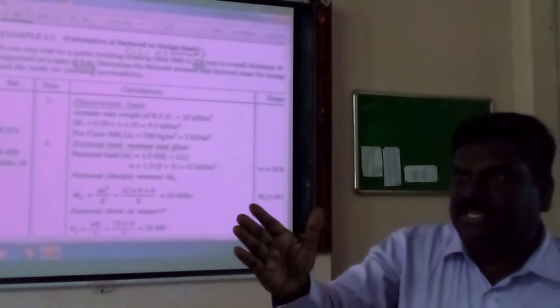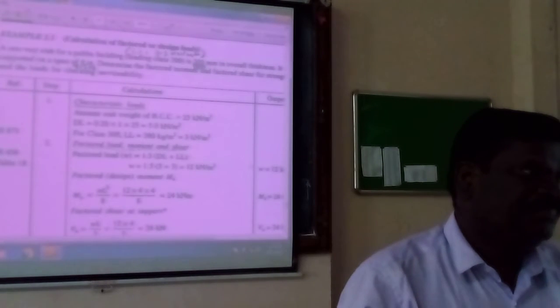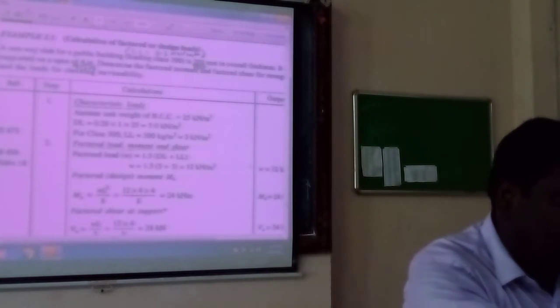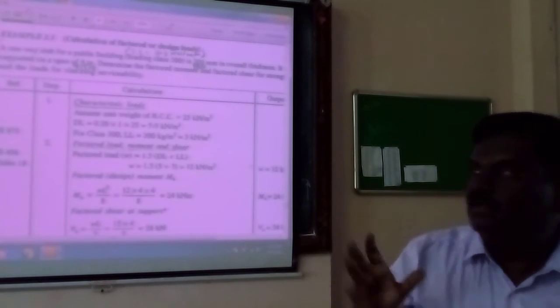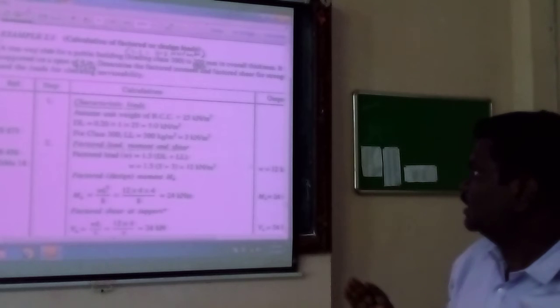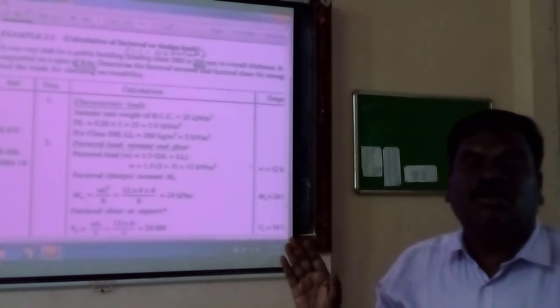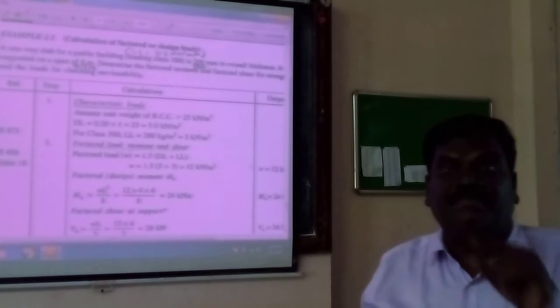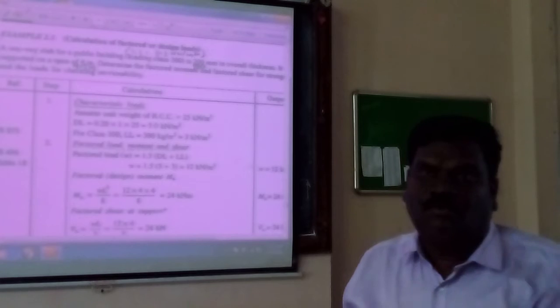That into the density of concrete, 25, gives me the self weight for 1 meter run of the strip. I am getting the self weight for 1 meter run of the 1 meter wide strip of slab. Okay, very good. How much are you getting? 4.5. Okay, 4.5 kilonewton per meter. Don't write 4.5 kilonewton per meter square. Now write down 4.5 kilonewton per meter run, per meter only.